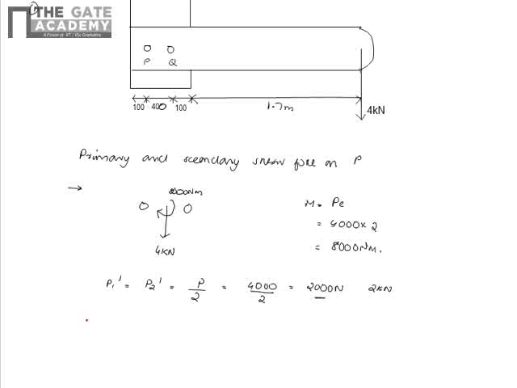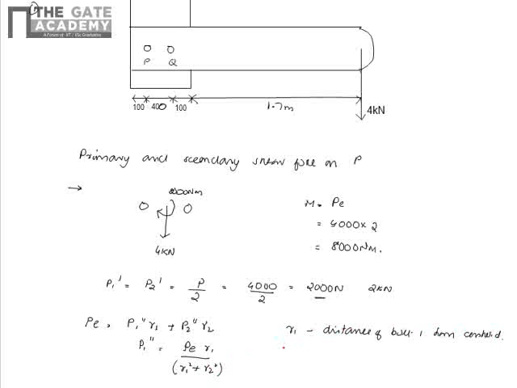We know that P into E is equal to P1 double dash R1 plus P2 double dash R2, and we also have found out that P1 double dash is equal to PE R1 by R1 square plus R2 square. So what will be R1 and R2 here? R1 is the distance of bolt 1 from the centroid. So what is that distance? Here in this case we can say R1 will be equal to R2 is equal to 200 mm or 0.2 meters.